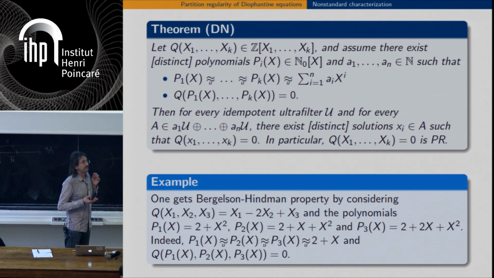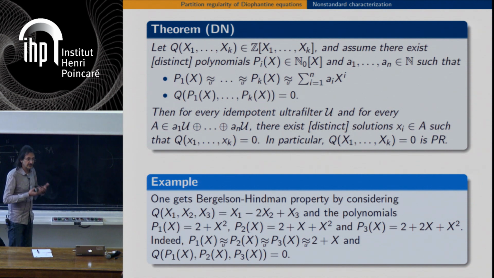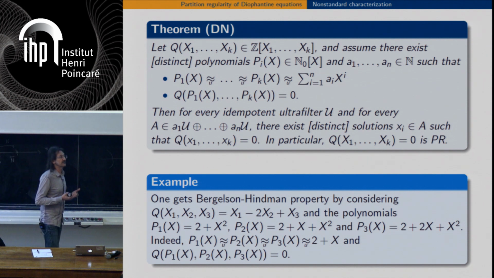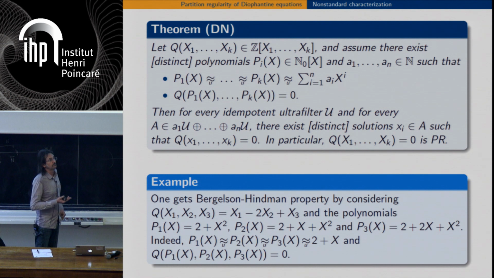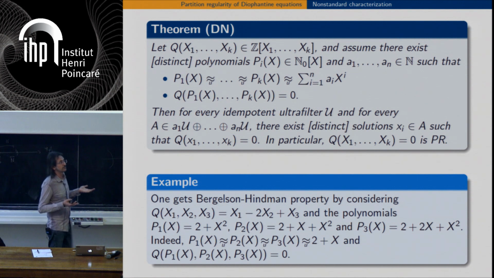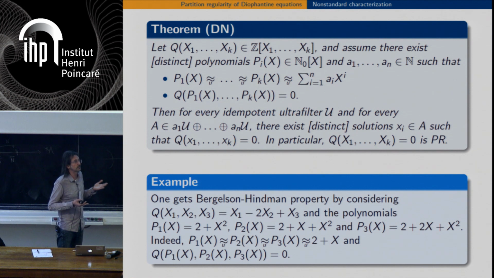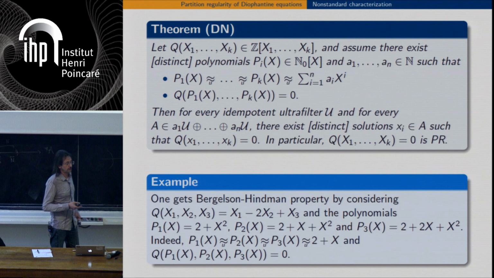And then if those polynomials are such that when one substitutes into the variables of Q, one obtains 0, in some sense they are solutions, then this means that the original polynomial Q is partition regular. So if you look at the previous example with the equation x1 minus 2 x2 plus x3, the three-term arithmetic progression, one simply considers the polynomials 2 plus x squared, 2 plus 2x plus x squared. And one finds out that they are equivalent and they satisfy the polynomial Q.